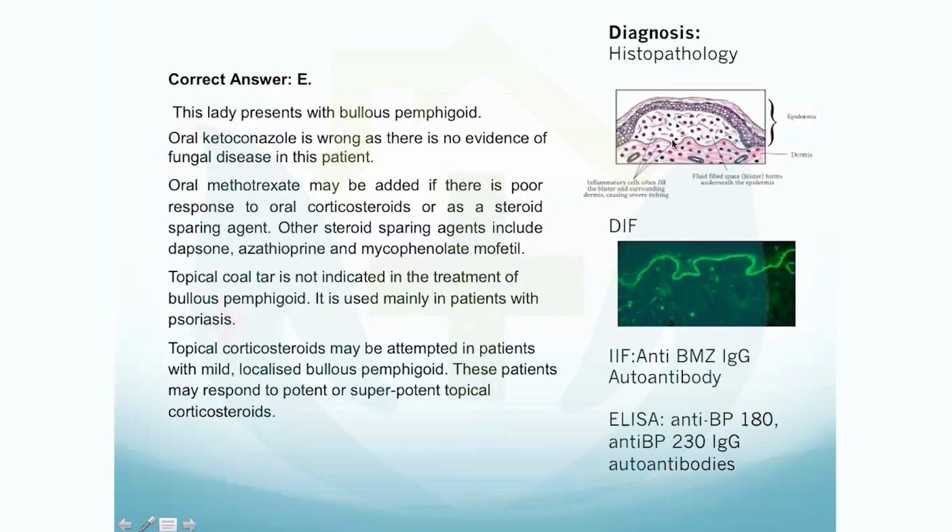So this lady has bullous pemphigoid, and you can see there is subepidermal bulla formation, and direct immunofluorescence shows deposition of IgG and C3. And ELISA will reveal anti-BP 180 and anti-BP 230 IgG autoantibodies, which can be detected from the peripheral blood, and that can be correlated with the disease activity.